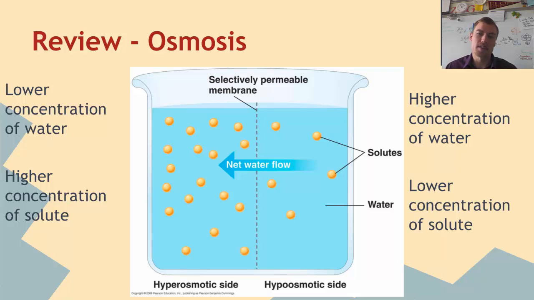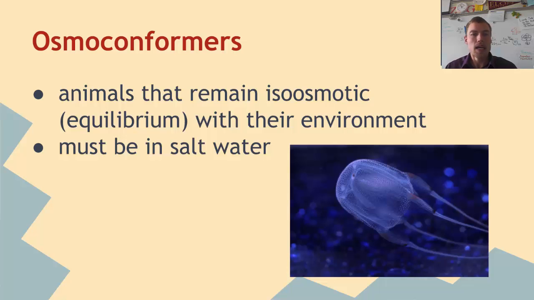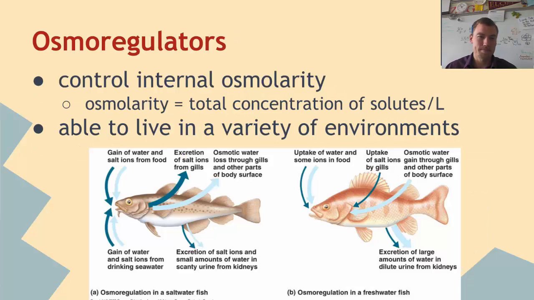water inside of themselves. So osmoconformers are animals that remain isoosmotic, or they are at equilibrium with their environment. This must be in salt water, and pretty much the only osmoconformers are things like cnidarians or sponges, things like that. They are going to be isoosmotic with their environment. They're going to be at equilibrium. Again, this only occurs in salt water. It does not occur in freshwater organisms.